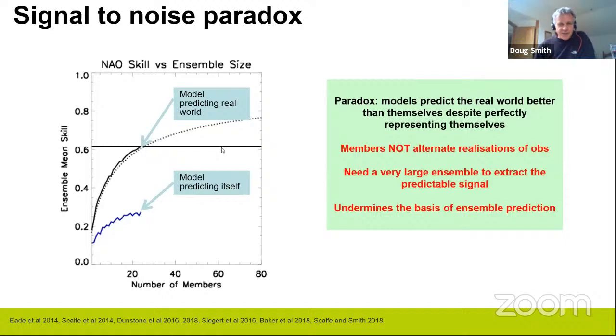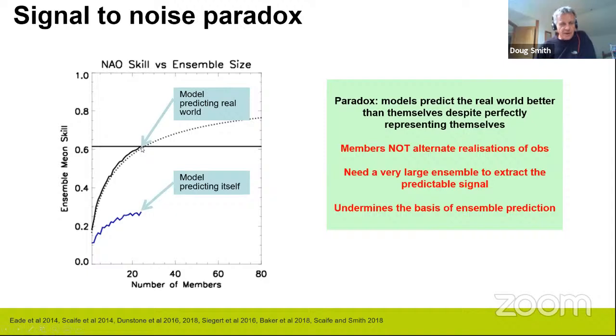So just to dig a little deeper and explain why we're calling it the signal-to-noise paradox, we can plot the anomaly correlation skill on the y-axis as a function of the number of ensemble members used to make the ensemble mean. The black curve shows the anomaly correlation between the ensemble mean forecast and the observations. You can see that it grows steadily as we add more and more ensemble members, reaching a value of 0.6.